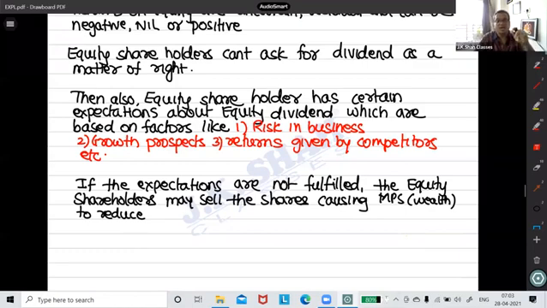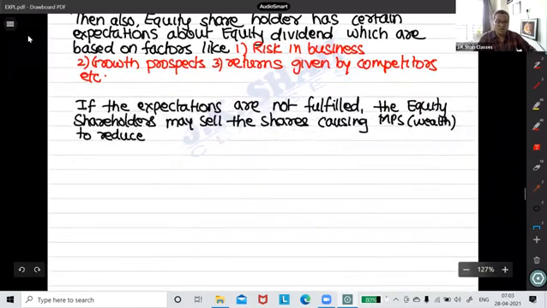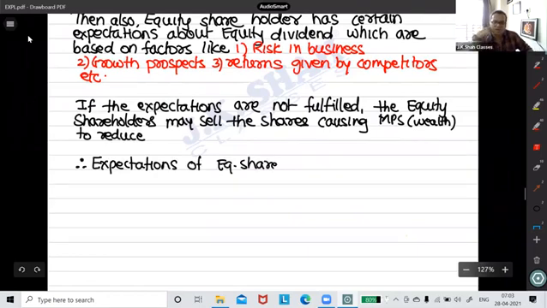You know that every finance manager has the ultimate aim of maximization of wealth of the equity share. Remember that MPS has to increase. Right? So because of that, what happens? Therefore, the expectations of equity shareholders become the cost of equity.